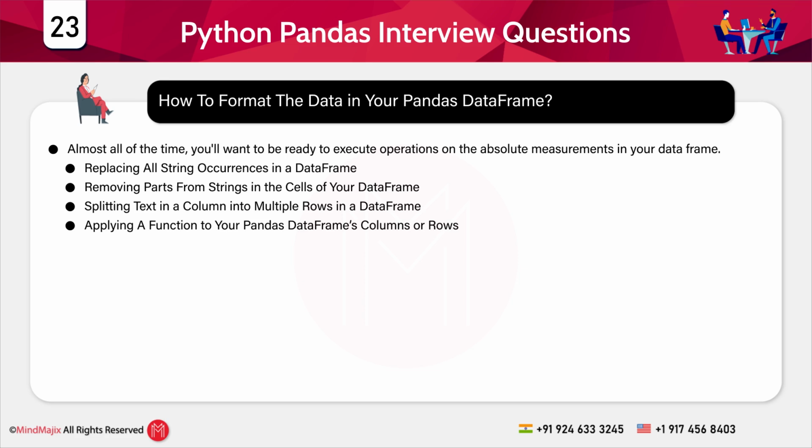You apply the lambda function element by element to the column using the map function on the column result. The function takes the string value and removes everything on the left as well as any of the 6 strings on the right. So you can remove the left and the right portions from your data using the strings method. The next way is splitting text in a column into multiple rows in a data frame. It is quite difficult to divide your text into many rows. And the next method is applying a function to your Pandas data frame's column or rows.